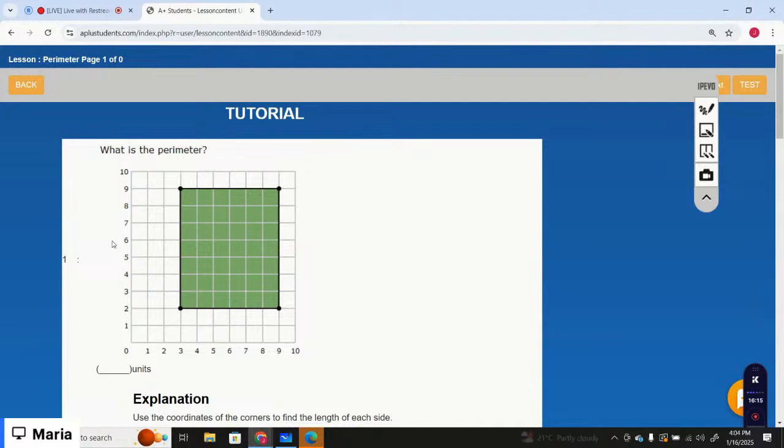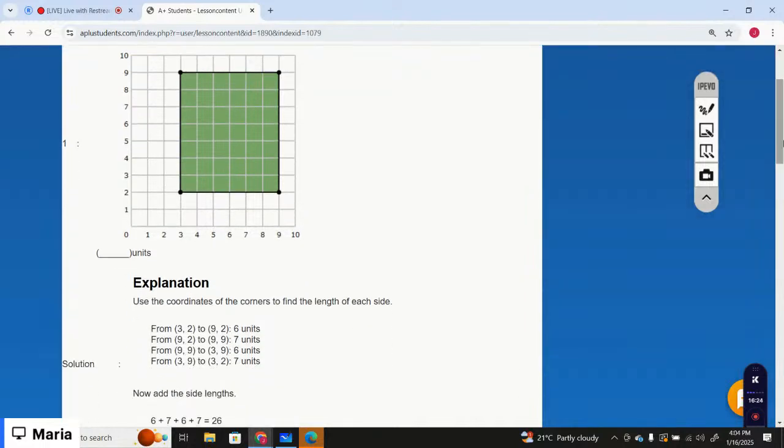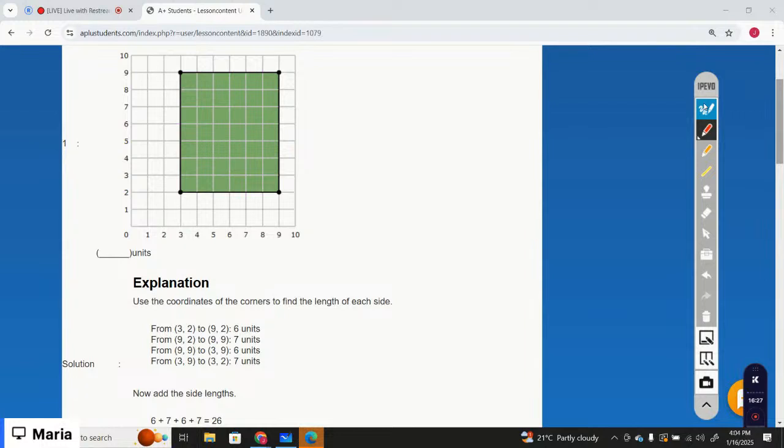What is the perimeter? We have to calculate the perimeter of the given figure. We can use the coordinates to find the side lengths. So the coordinates are x is 9, y is 2; x is 3, y is 2; x is 9, y is 9; and x is 3, y is 9.